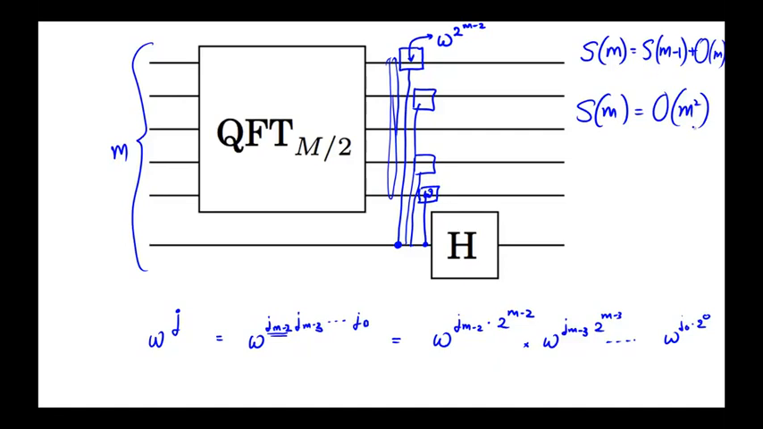So remember what we are carrying out: the QFT sub capital M, where capital M was 2 to the little m. And so the size of our circuit is big O of m squared, which is log squared capital M. Right, so it's exponentially better than our classical circuit.